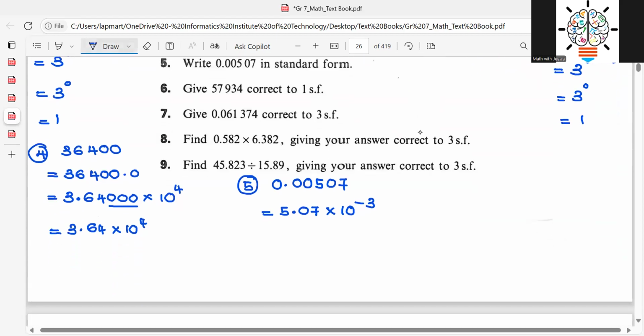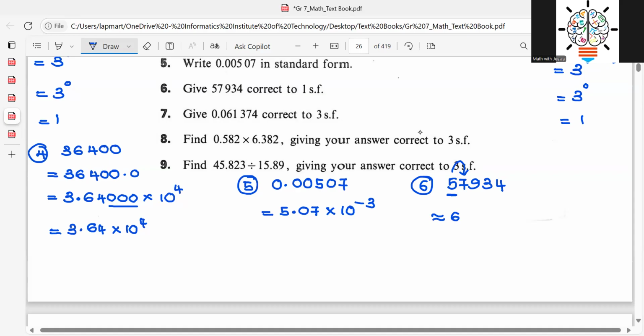So then we will move to question number 6. What we are supposed to do is write the given 157,934 correct to the first significant figure. What is the first significant figure here, children? This is the first significant figure. Then I look at the next number, which is 7, which is more than 5. If the next number is 5 or more than 5, what are we supposed to do, children? We add 1 to the underlying number. The underlying number here is 5, that becomes 6.